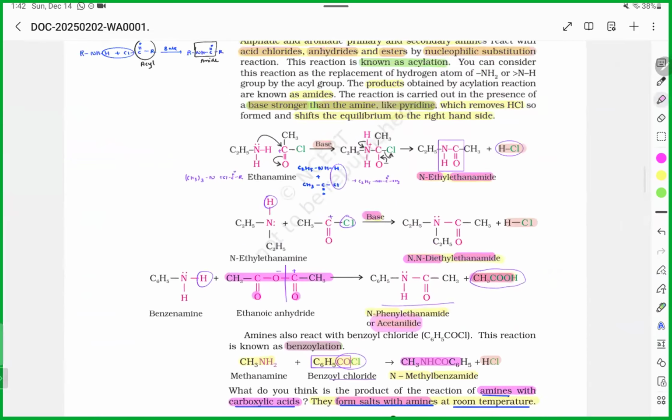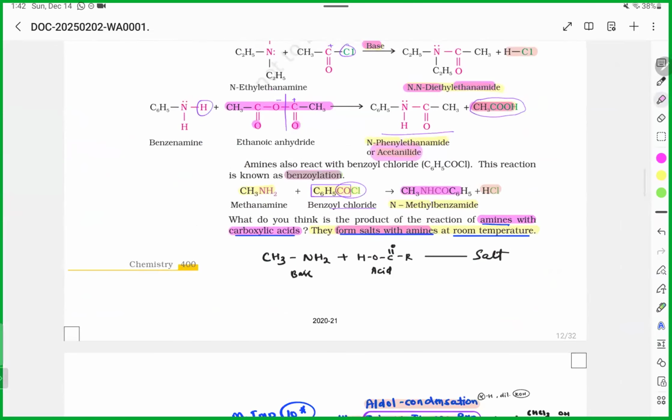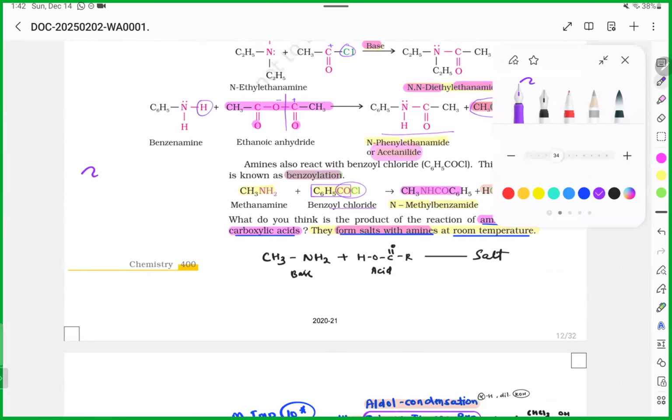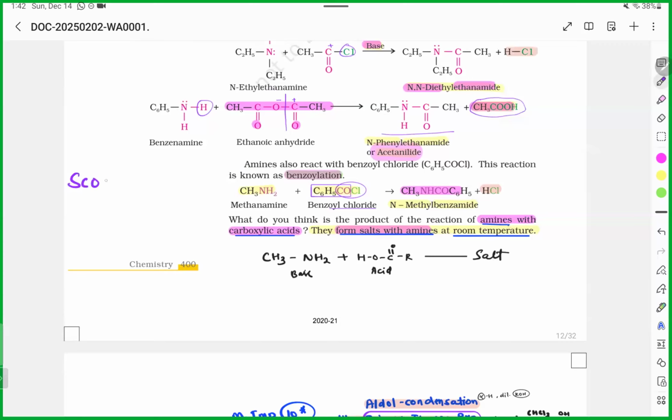Where will you write? You should write Schotten-Baumann. And remember, this reaction is from 2015. At that time, NEET used to ask a lot of out-of-NCERT questions. Same thing you will see in JEE, right?